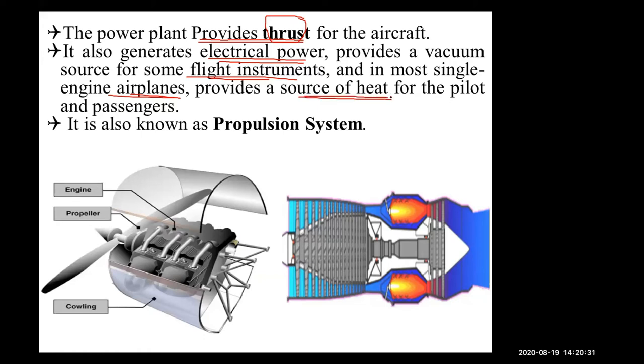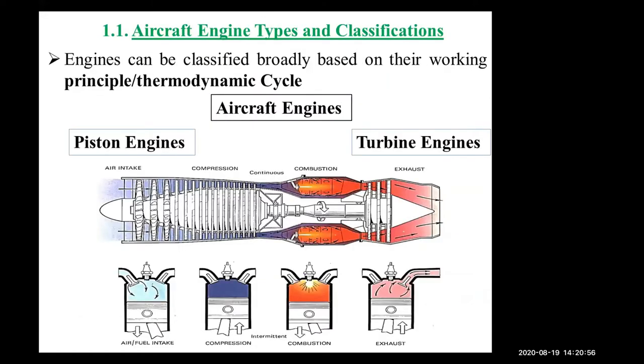Heat is also provided by this engine for the pilot and for the passengers. Normally when we talk about the power plant, we can also call it the propulsion system of an aircraft because it gives a propulsive force. Therefore, we can also call it the propulsion system. So, aircraft engine types and their classifications. Aircraft engines, we can find piston engines and turbine engines normally. Mainly we can find these two types of engines in aircraft.